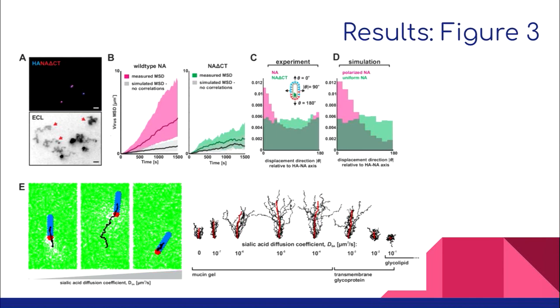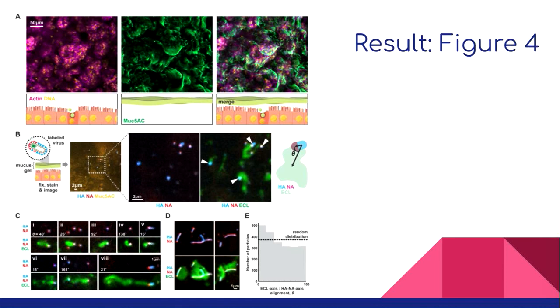Image A illustrates differences in ECL track persistence between wild-type NA and NA delta CT. Red arrows indicate terminal viral track dissociation. Graph B represents data from 3 biological replicates which illustrate mean squared displacements for mobile wild-type and NA delta CT. Histograms C and D illustrate experimental and simulated directional displacement measured in angles for wild-type NA pictured in magenta versus NA delta CT pictured in green. Illustration E demonstrates the effects of sialic acid distribution on viral mobility and diffusion.